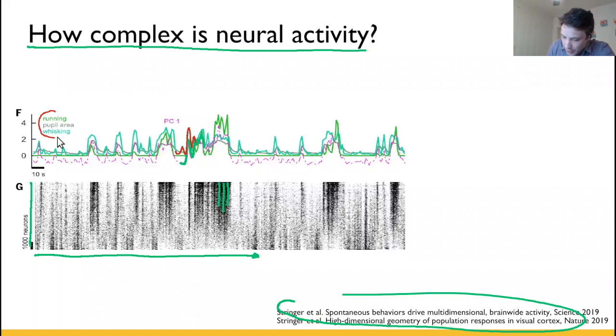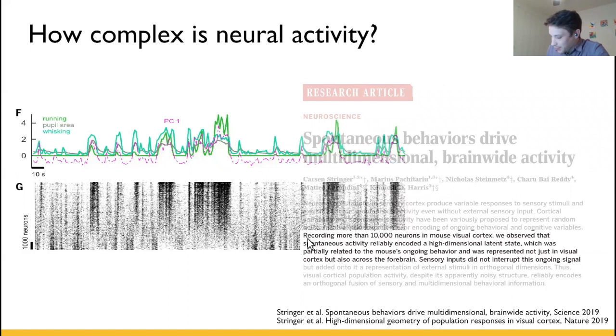And what the authors conclude, as they write in the abstract, is that recording more than 10,000 neurons in mouse visual cortex, we observe that spontaneous activity reliably encoded a high dimensional latent state, which was partially related to the mouse's ongoing behavior and was represented not just in visual cortex, but across the brain. So by analyzing so many neurons in visual cortex, the authors concluded that there was a high dimensional feature, that the data were very complex.